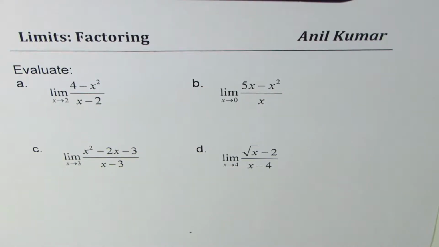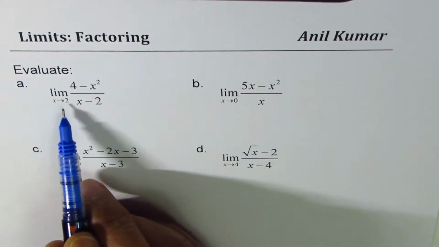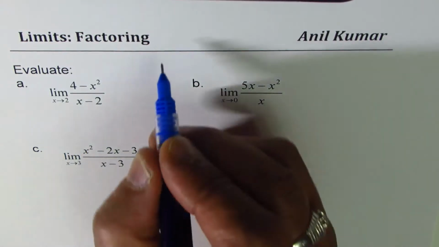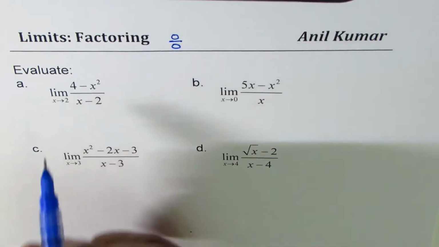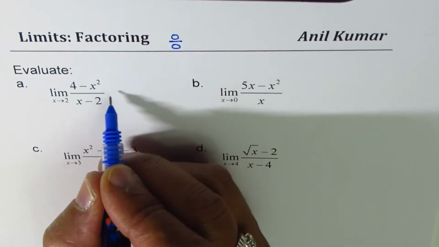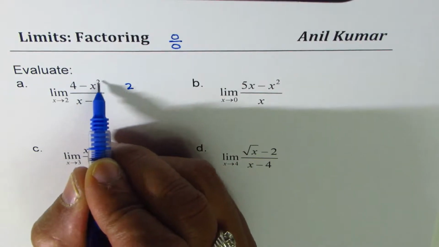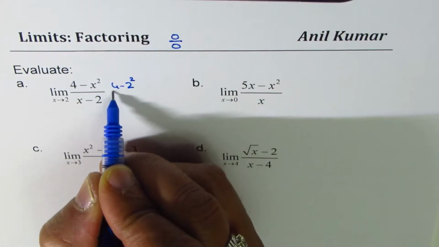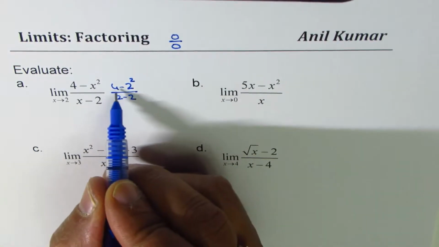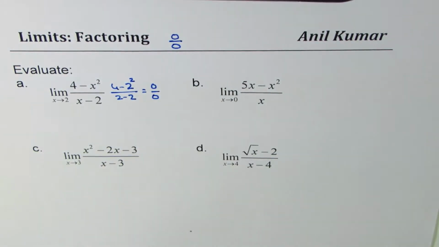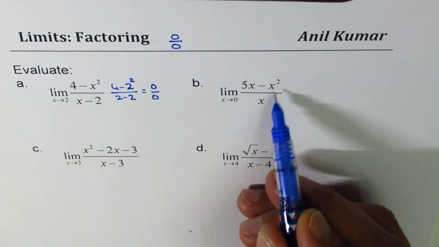Now the strategy for solving these kind of questions is factoring, and let me explain to you how we figure it out. If you substitute this value, x approaching whatever, in the expression, you will get the form 0 over 0, right? If I substitute 2 here, I get 4 minus 2 squared divided by 2 minus 2, right? So 4 minus 2 squared, which is 4, is 0. 2 minus 2 is also 0. So it is 0 over 0.